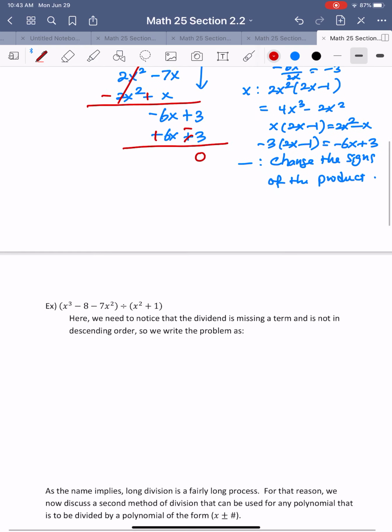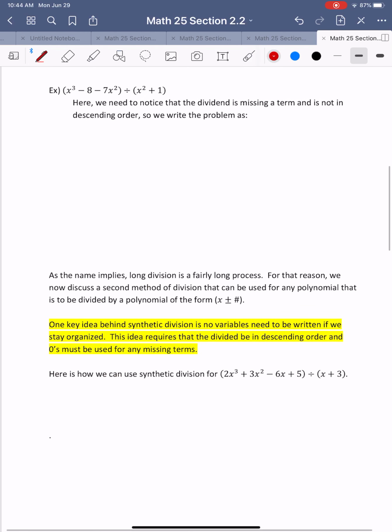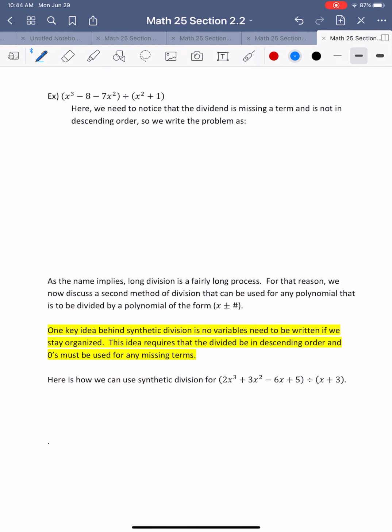Okay, next problem. Now I have x cubed minus 8 minus 7x squared divided by x squared plus 1. So this is what we need the long division for, because the other two problems we can use synthetic division, which I'm going to tell you about, okay? So this problem, we need a long division. But the problem is, this is degree 3. Then I see x squared, but I don't see x, okay? But you have to write in descending order. So which means you have to say x cubed minus 7x squared, but I don't see the x term, minus 8. And then divide by x squared plus 1.